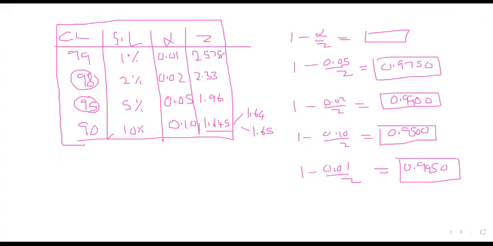Some books will usually get 2.58, others will get 2.59, but the precise one is 2.575. So usually you find these ones being used. At least you know where they're coming from now.